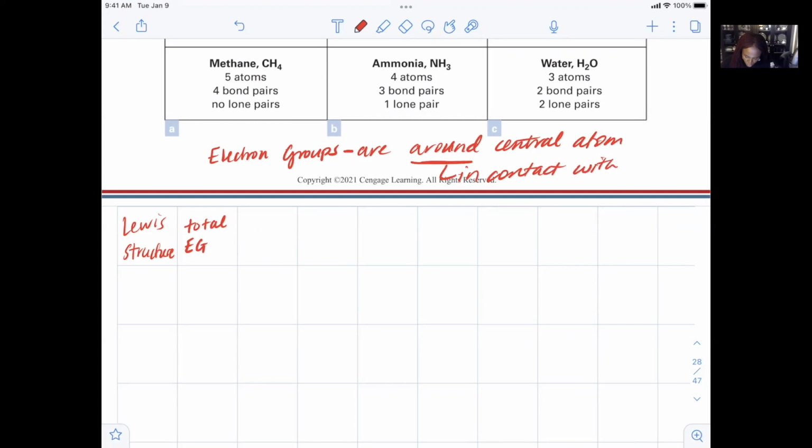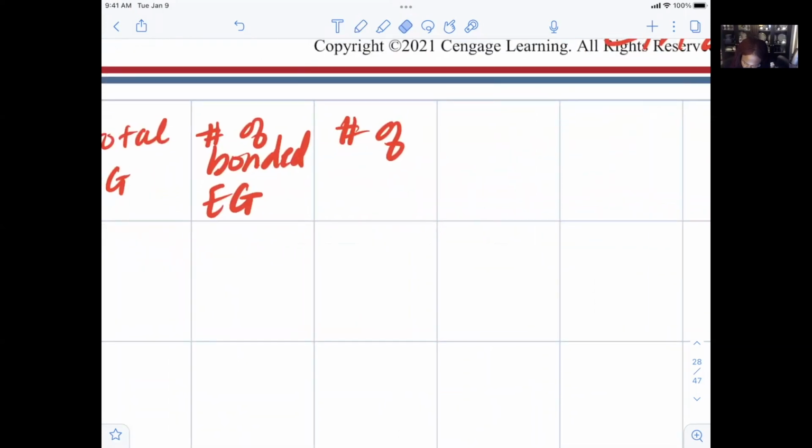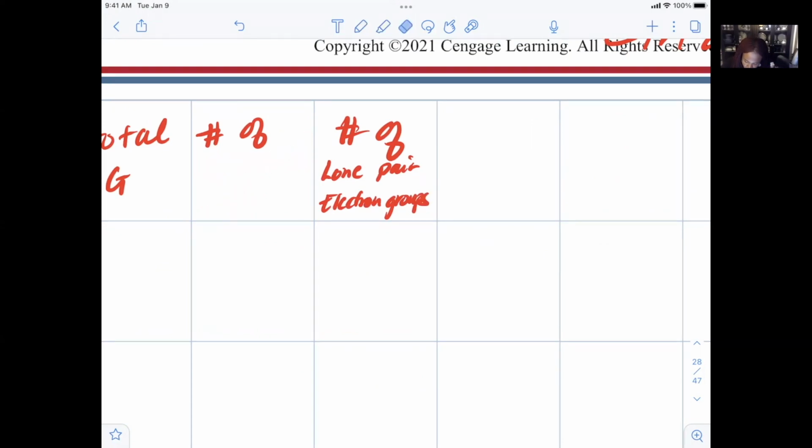And then of the total electron groups, we have number of bonded electron groups. These are the electron groups that are bonds, and then number of lone pair. Let me see if I can write this here. Write this real small. Lone pair electron groups. Okay, maybe I can write one like this. Okay, hold on. Because I had these zoomed out, so it was hard for me to write. Bonded electron groups.